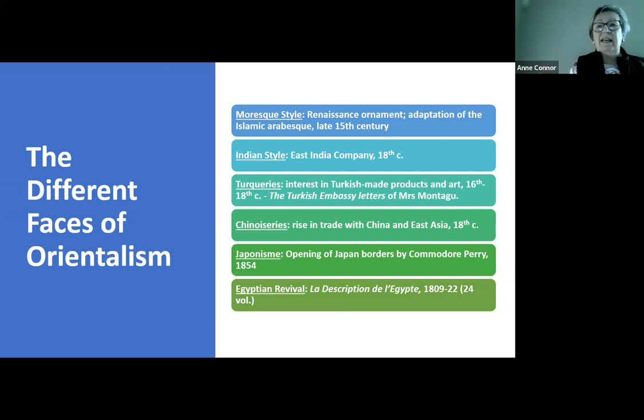The Indian style came from the East India Company during the 18th century. Turquerie, which is an interest in Turkish-made products and art and culture, by the way, went on between the 16th and 18th century, and in great part was spread around Europe through the Turkish Embassy Letters of Mrs. Montagu.